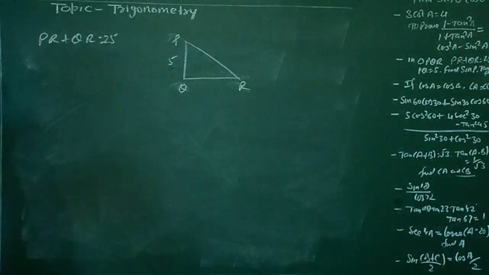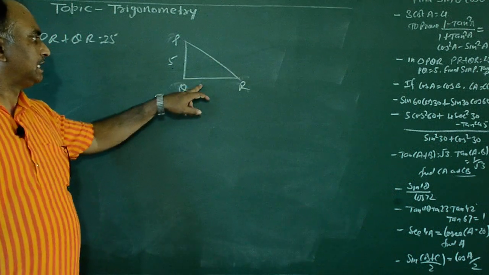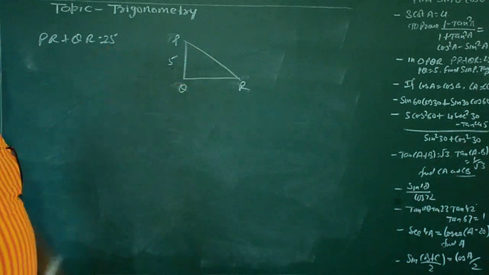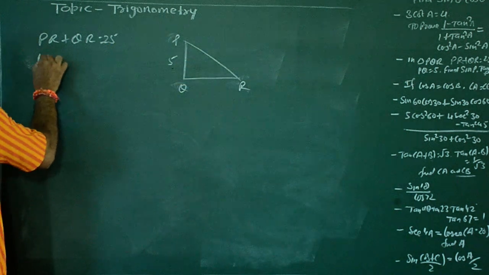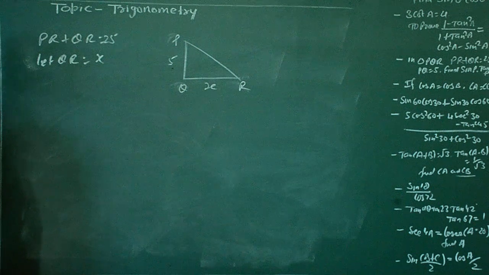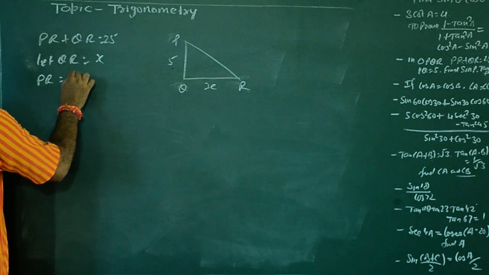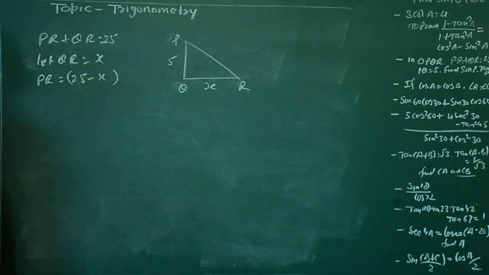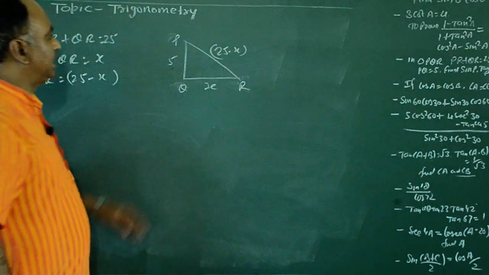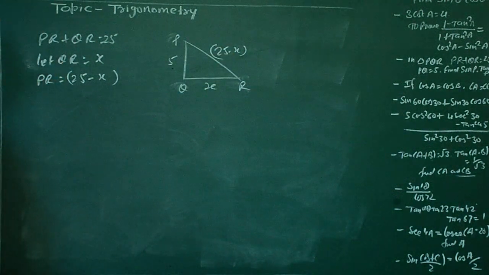25. Okay, look here, the values of QR and PR are not given separately, but the sum of these two sides is given as 25. So you have to take, let QR equal to x. If we take QR equal to x, then we will find the value of PR, and that will be 25 minus x. Look here, now we have 25 minus x. We have all three sides, 5, x and 25 minus x, but we need the value of x.